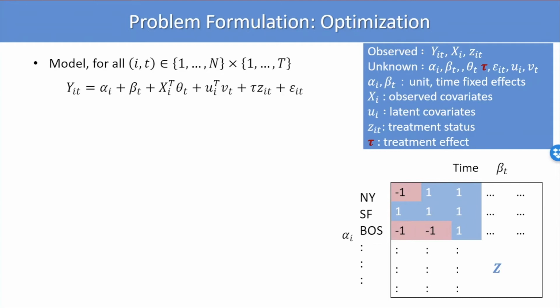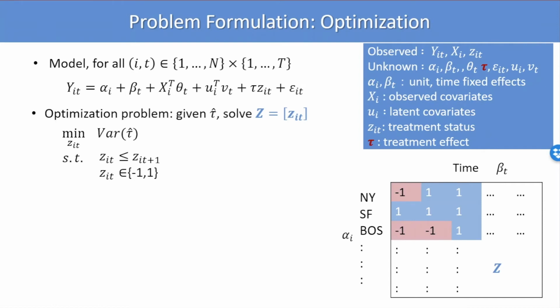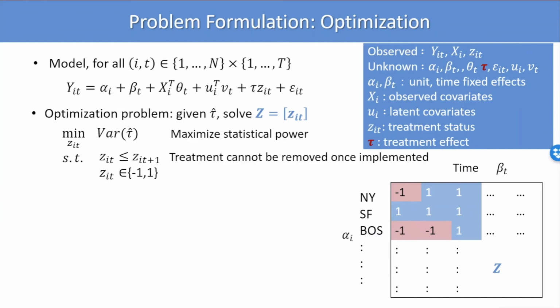So we have a model here. This is the data generating process. The model is going to allow for observable characteristics of each unit, and it's also going to allow for a factor model, potentially a latent factor model with interactive effects, so that there's a vector of characteristics of each time period and a vector of characteristics of each unit that apply to the latent characteristics of the time periods. And what we want to do is estimate the treatment effect, and we want to do that by figuring out how to roll out the treatment to minimize the variance of our estimator of the treatment effect, assuming that we can't remove the treatment once we've implemented it.